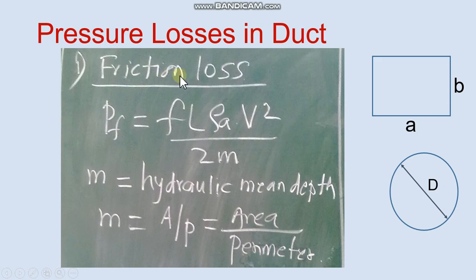Pressure losses in duct. There is a major loss due to friction, which can be calculated by this formula: F L rho A V square by 2m, where F is the friction factor, L is length, rho A is density, V is velocity, and m is the hydraulic mean diameter, which is the ratio of area and perimeter. For the rectangular duct, dimensions A and B are used. For the circular duct, diameter is used.